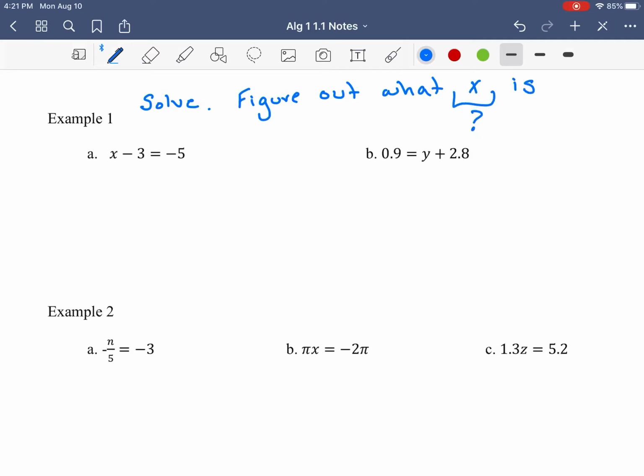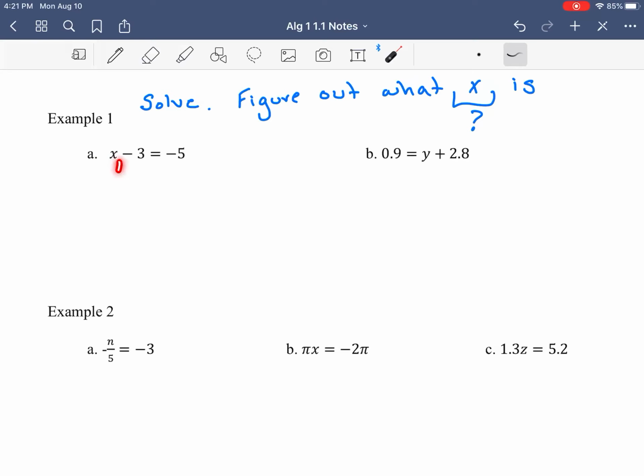What is x? What number is x? And so to do that, we're going to get x all by itself. So whatever operation is there, we're going to do the inverse to get it alone. So right now, first things first, find my x. My x is right there. What's happening to that x?